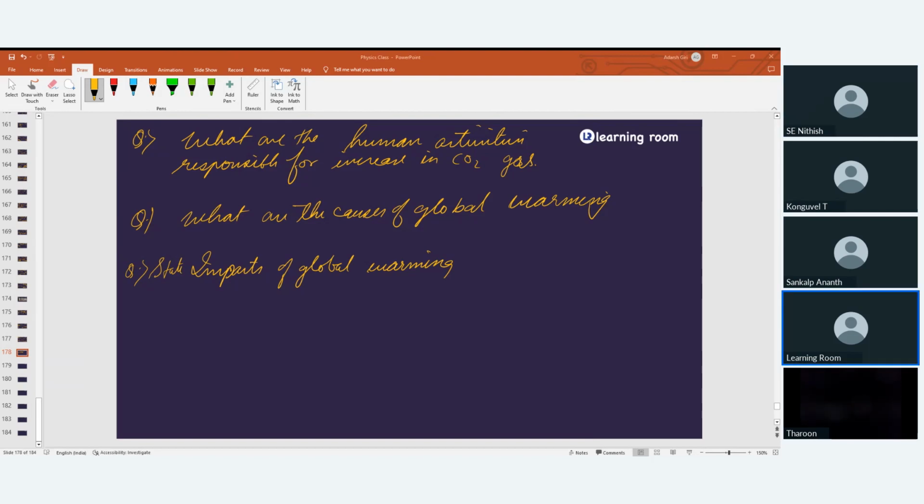Now we'll be seeing the ways to minimize global warming, how we can minimize it. First is technological measures. What are the technological measures? Use of renewable energy, like what Apple did. Understood? Second is economical measures.